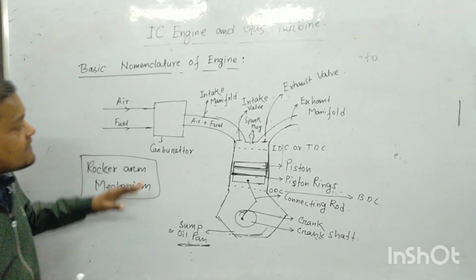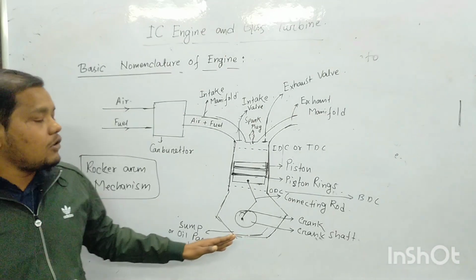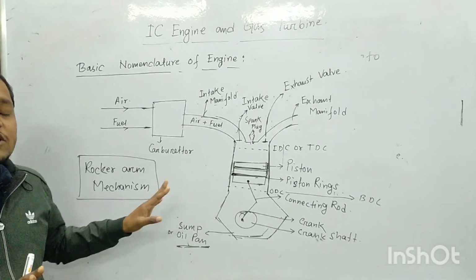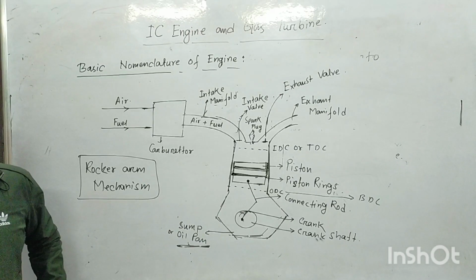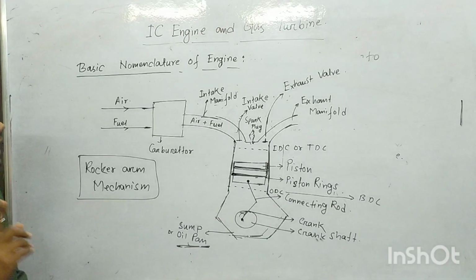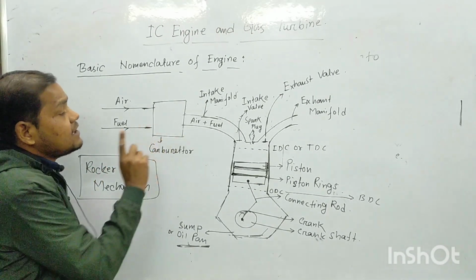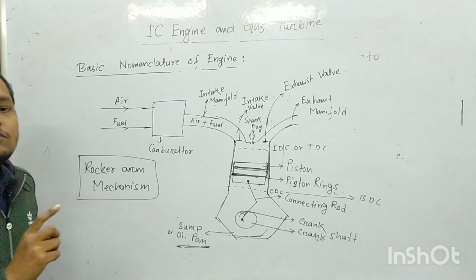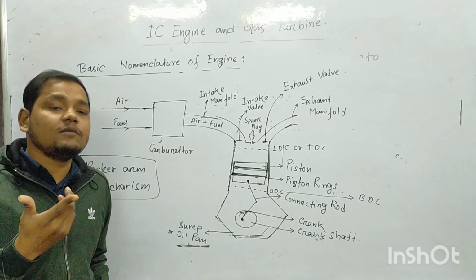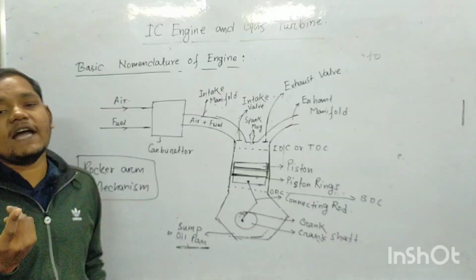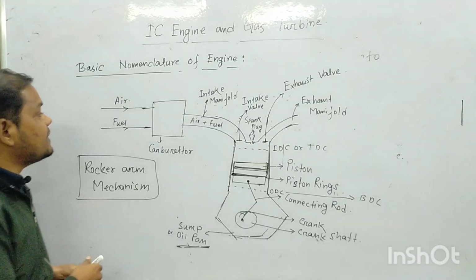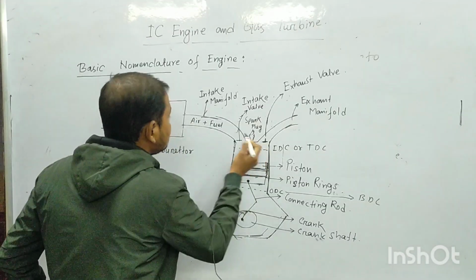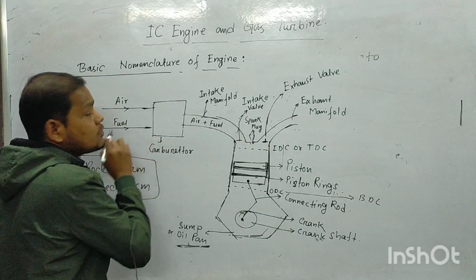Okay, this is the basic nomenclature of an engine, the basic construction of an engine, and most particularly this is a spark ignition engine. Now what will be the picture in case of a CI engine or diesel engine? There will be no spark plug, there will be no carburetor.